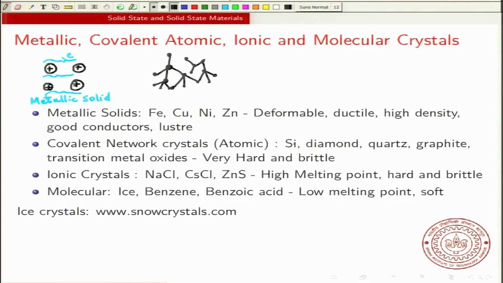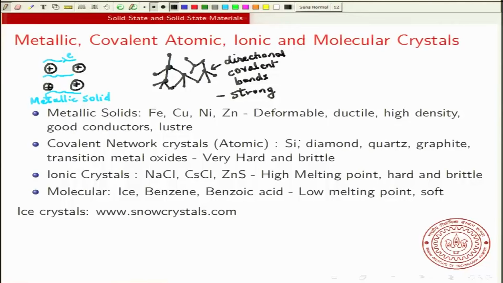What is important? The important difference between a covalent network crystal and a metallic solid is that the bonds are covalent bonds. So, these are directional. Covalent bonds have a preferred direction, okay, and this is one very distinct feature of covalent network crystals, okay. These are also very strong bonds. Typically covalent bonds are quite strong.